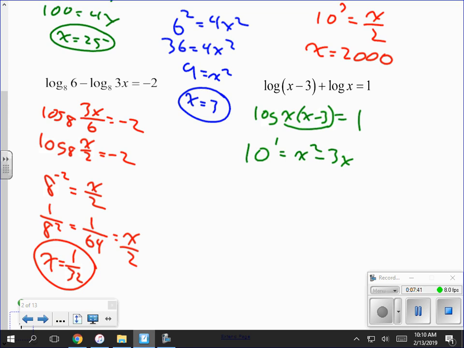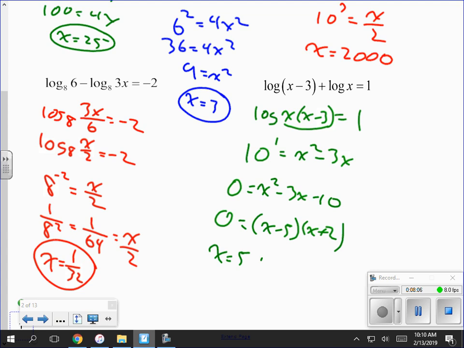Subtract 10 from both sides, because that's 10 to the first. 0 equals x squared minus 3x minus 10. 0 equals x minus 5, x plus 2. 2 times 5 is 10. 2 plus negative 5 is negative 3. X equals 5. X equals negative 2.